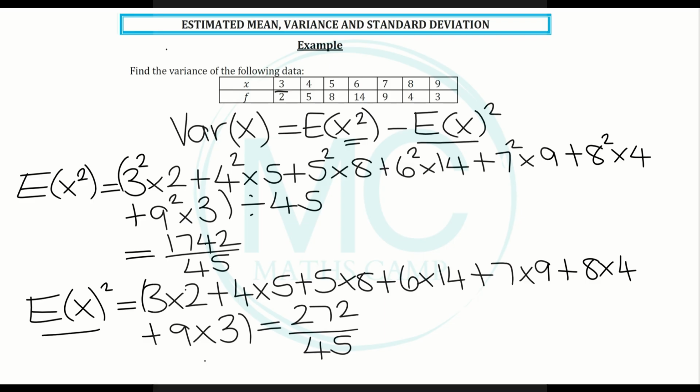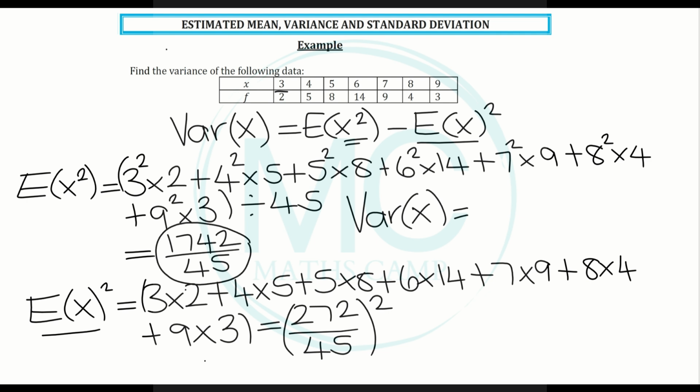I need the estimated mean squared. So I can put this into a bracket, squared. Now I can use this to find the variance. I can say variance is equal to ex squared, 1,742 over 45, minus the square of the mean, 272 over 45 squared.